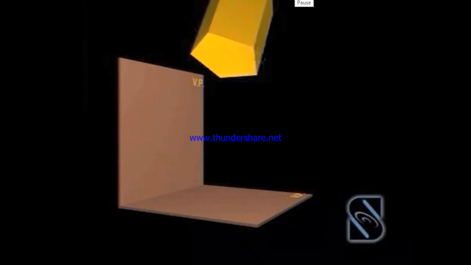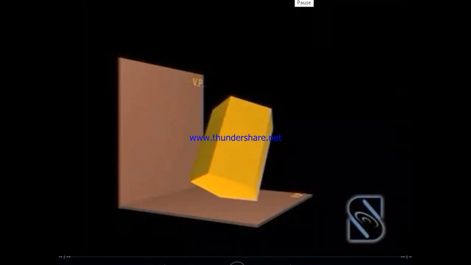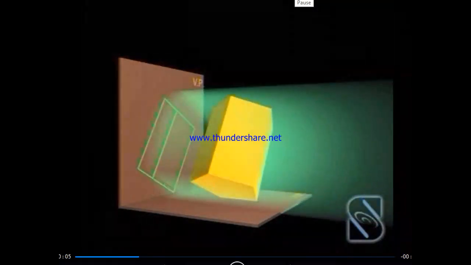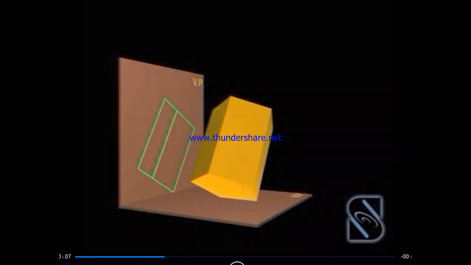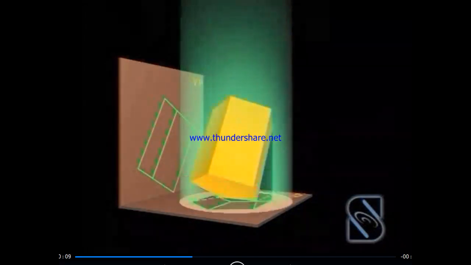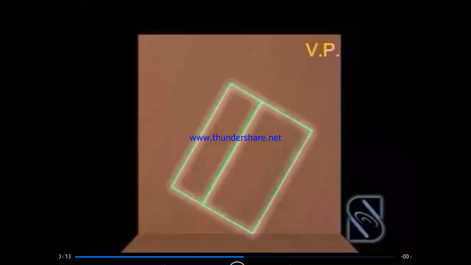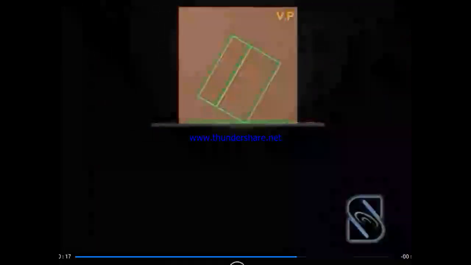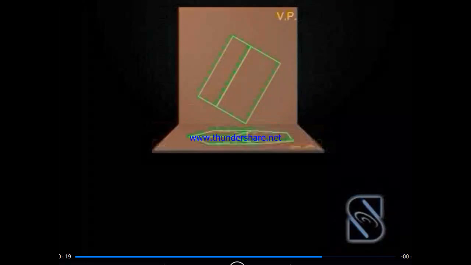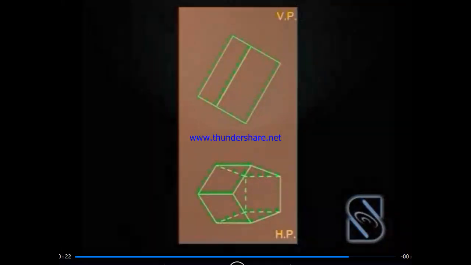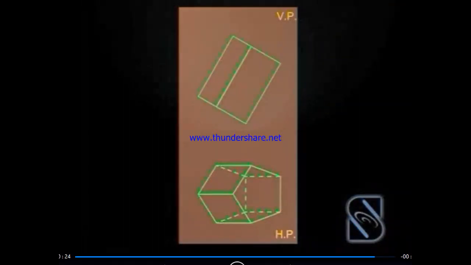Position the solid in the first quadrant. Look at the solid from the front to obtain the front view as shown in the figure. Look at the solid from the top to obtain the top view as shown in the figure. Rotate the horizontal plane 90 degrees clockwise to get the projection. Now the required projections are obtained.